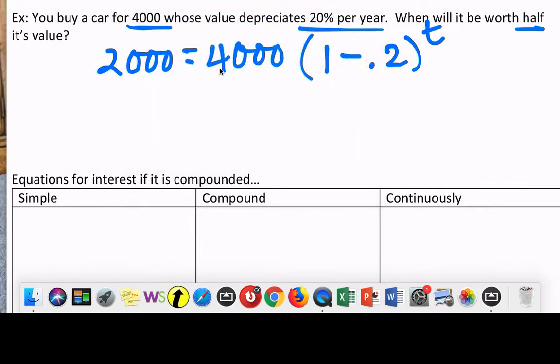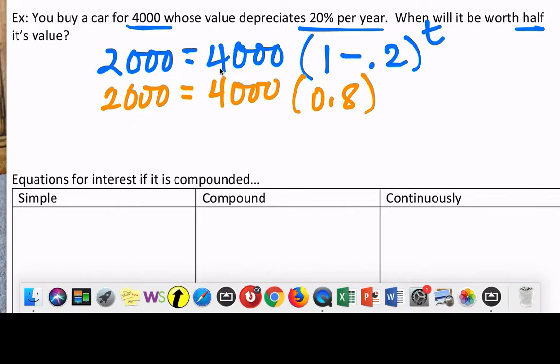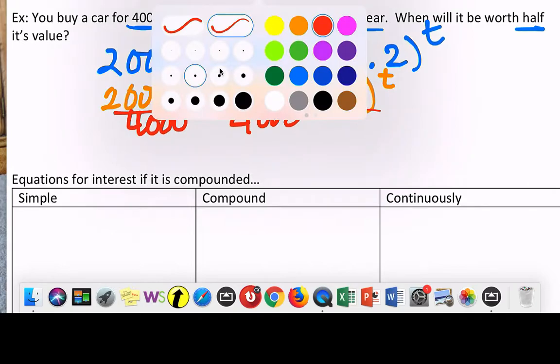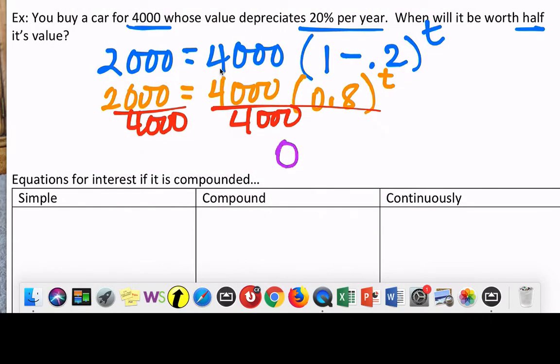In order to use a log to solve, we have to get the base and the exponent by itself. So let's simplify this a little bit further. 1 minus 0.2 is 0.8. If your car is losing 20% of its value every year, it's still worth 80% of the year before. Again, in order to use a log, we want to get this base and the exponent by itself. So let's get rid of that 4,000 by dividing. When we do that, we have 0.5 equals 0.8 to the t.